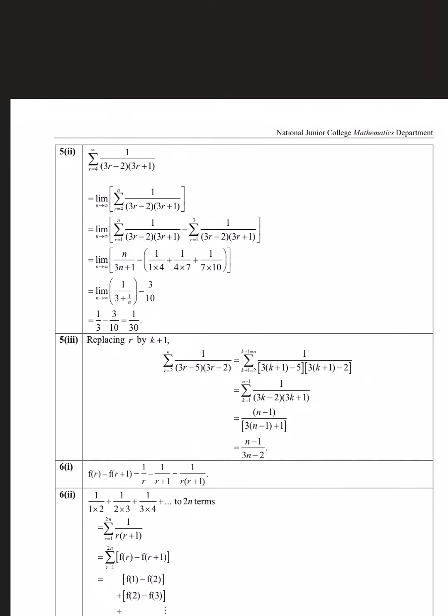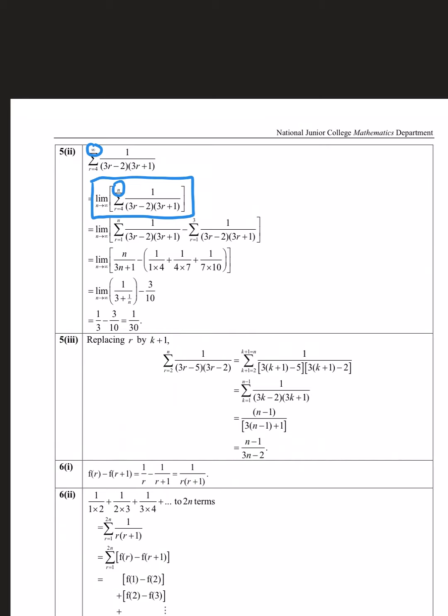Now for 5 part 2, we are more worried about the way that you present it. You see that we are summing from 4 to infinity. This is a sum to infinity starting from the 4th term. So how do I express this? Usually, we will rewrite it as the limit where n tends to infinity of the sum from r equals 1 to n. We re-express it this way. And now you see that the sum starts from r equals 4, all the way to n. So what should I do?